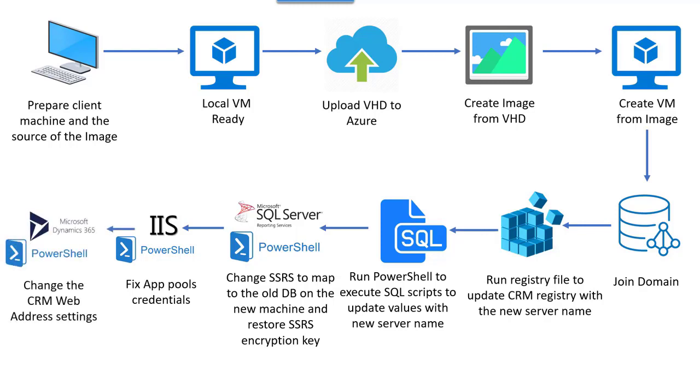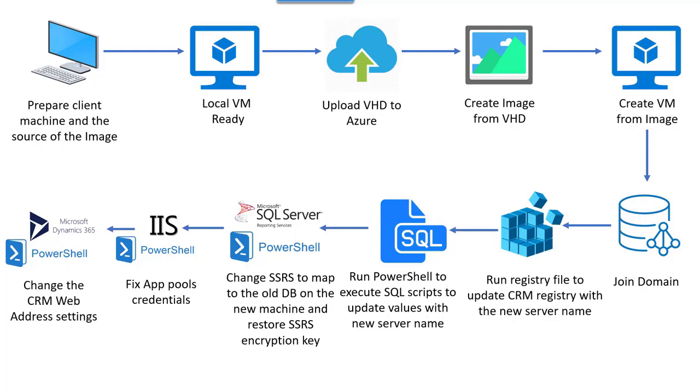Once I have that, now I'm ready to change the configuration of the web address settings of the CRM server, because I will use the PowerShell of Dynamics 365 so I can change the settings. So this is the complete process of how we are going to create the virtual machine ready for that.